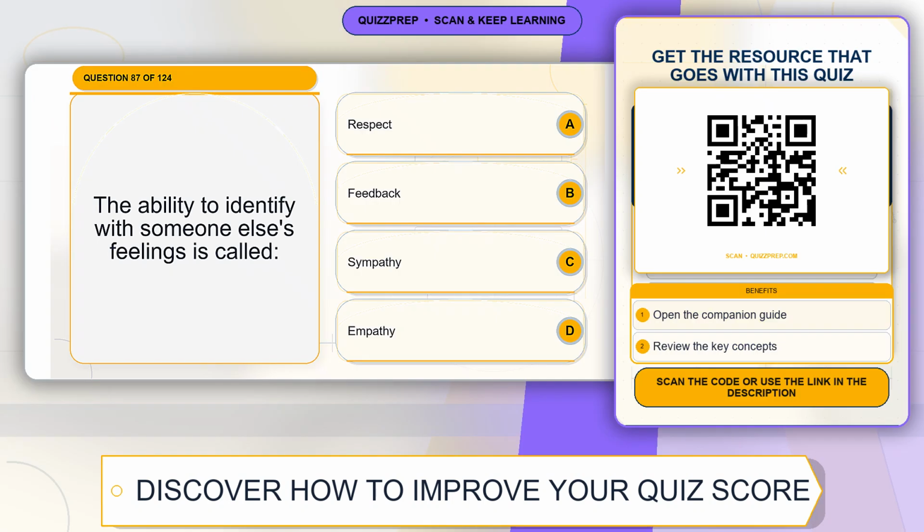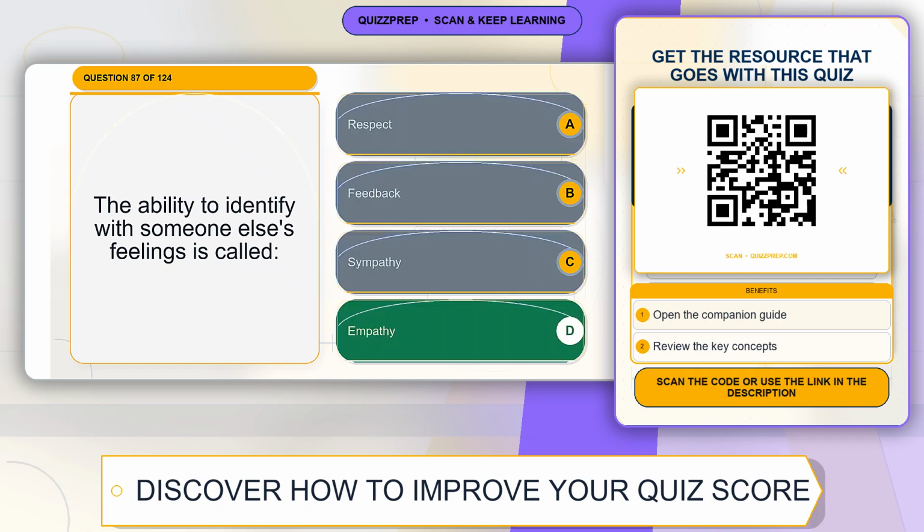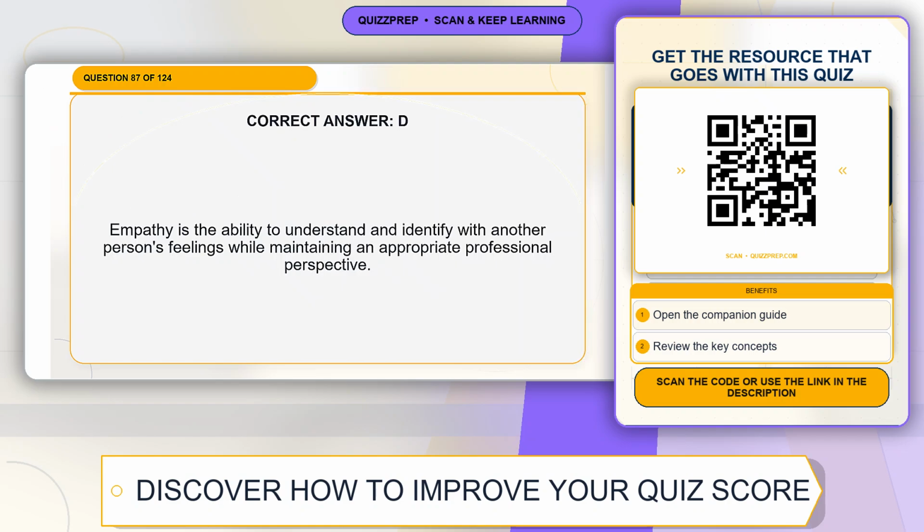Question 87. The ability to identify with someone else's feelings is called. Option A, respect. Option B, feedback. Option C, sympathy. Option D, empathy. The correct answer is option D, empathy. Explanation. Empathy is the ability to understand and identify with another person's feelings while maintaining an appropriate professional perspective.